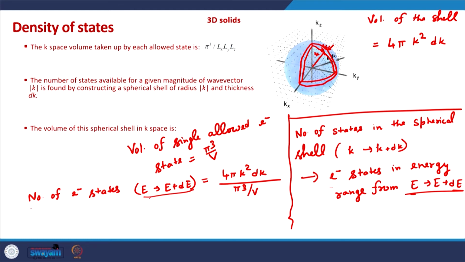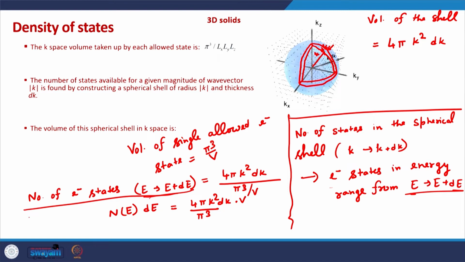So, this is the number of electronic states in the energy range from E to E plus dE, and it is denoted as N(E) dE. It will be 4 pi k square dk times V by pi cube. So, N(E) in that sense becomes the number of electronic states per unit energy, which is also a function of energy.